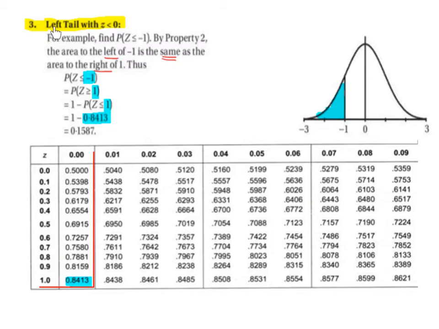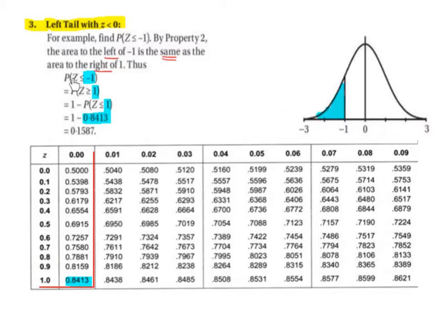Part 3. Left tail with z less than 0. For example, to find the probability that z is less than or equal to minus 1. So here we have minus 1, and we're interested in the probability that z is less than this. So everything to the left of minus 1. By property 2, the area to the left of minus 1 is the same as the area to the right of 1. So if this is 1, then the area to the right of that is the same thing as the area to the left of minus 1.